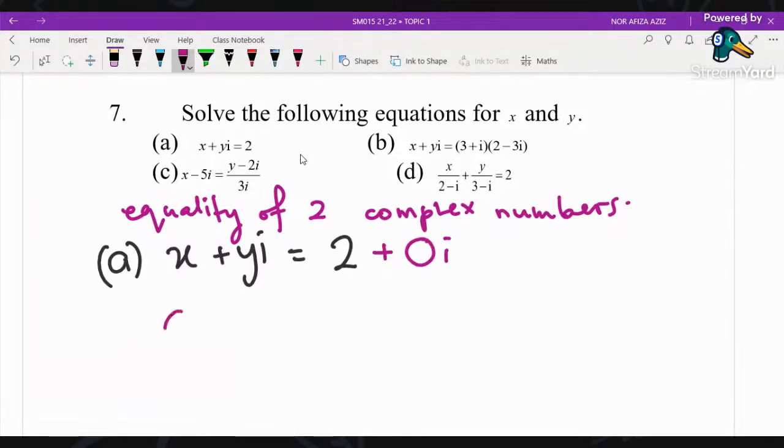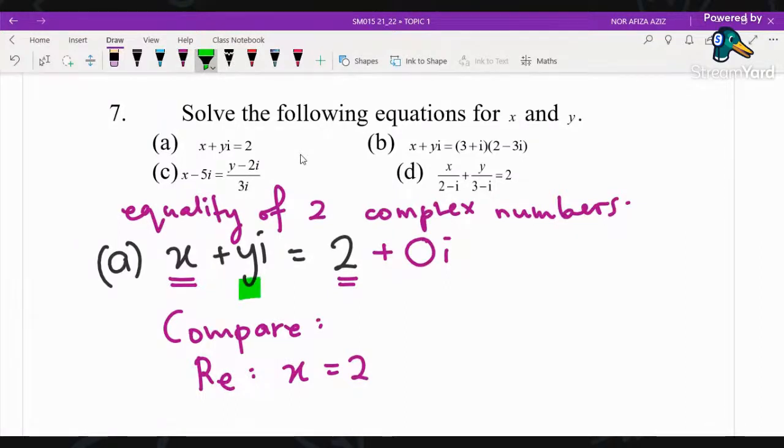So we can compare real part with real part on both sides. So for the real part, I have x equal to 2. And then the second one is the imaginary part. I will compare with the imaginary part for both sides. So I have the imaginary part y equal to 0. So this is the solution for question A.